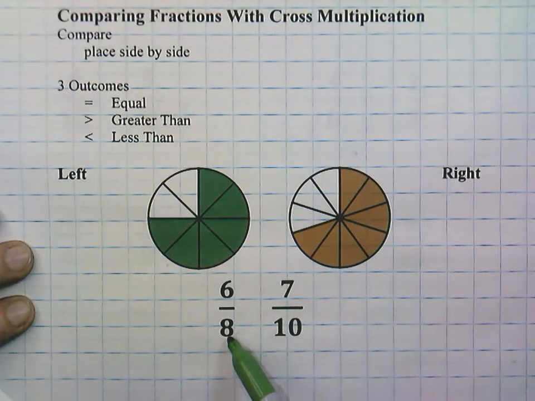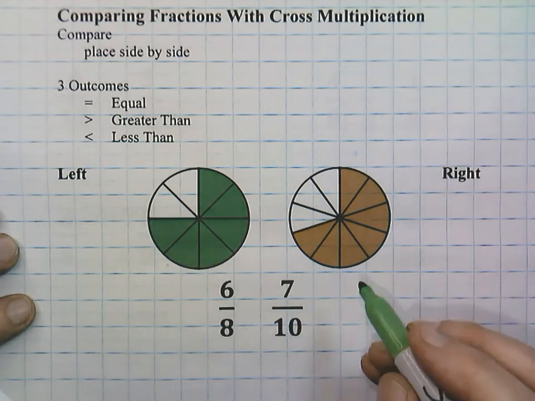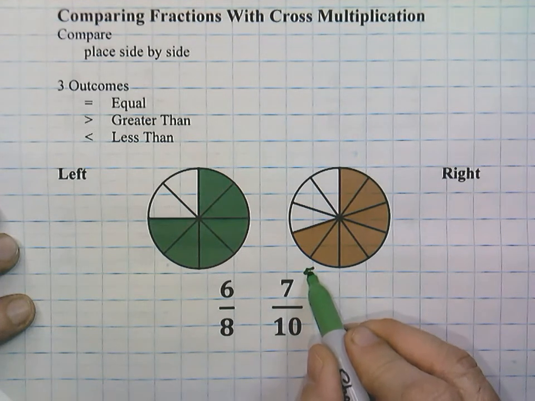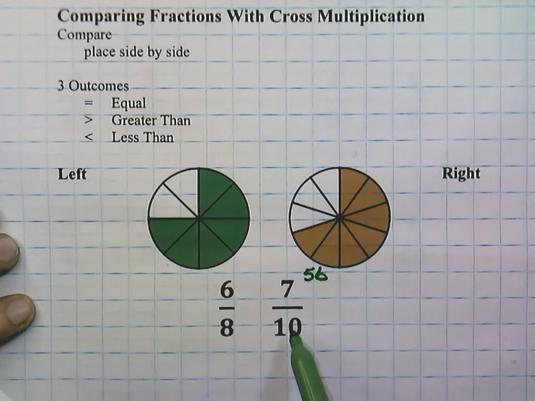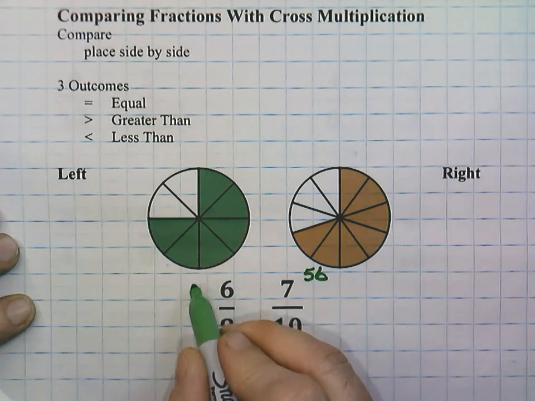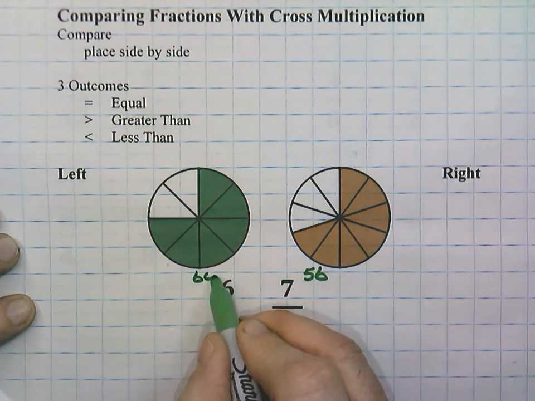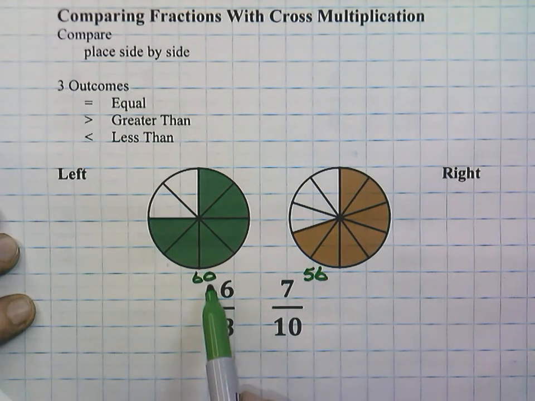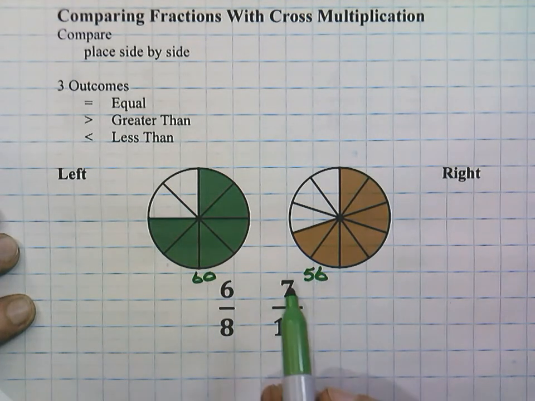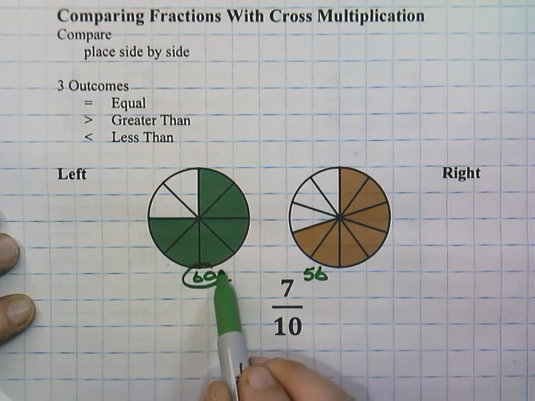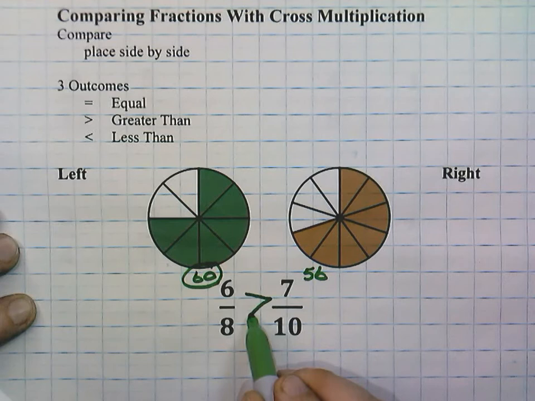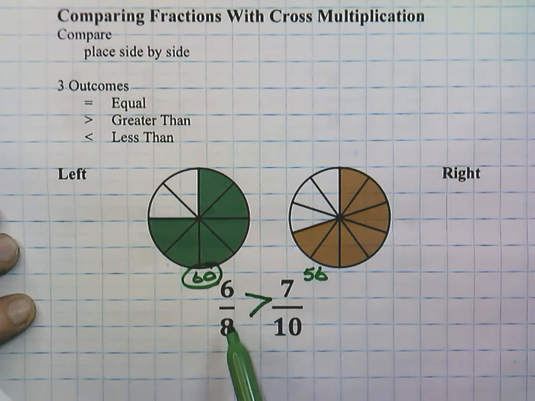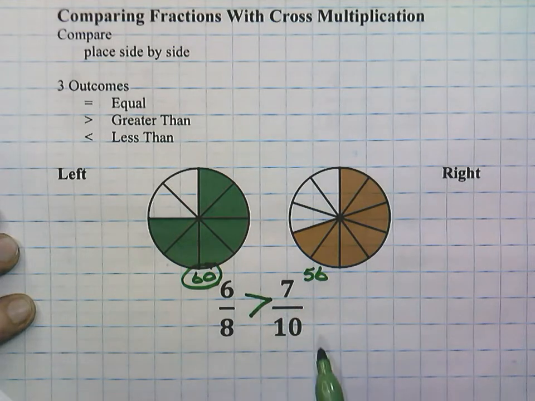I'm going to go 8 times 7. That would be 56. And 10 times 6 would be 60. Now I'm going to compare 60 and 56. I can see that 60 is greater. So this would read 6/8 is greater than 7/10.